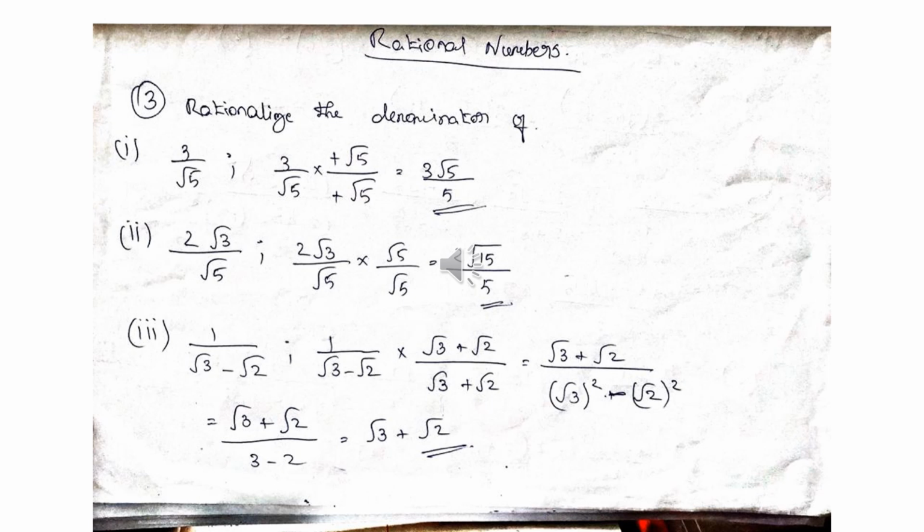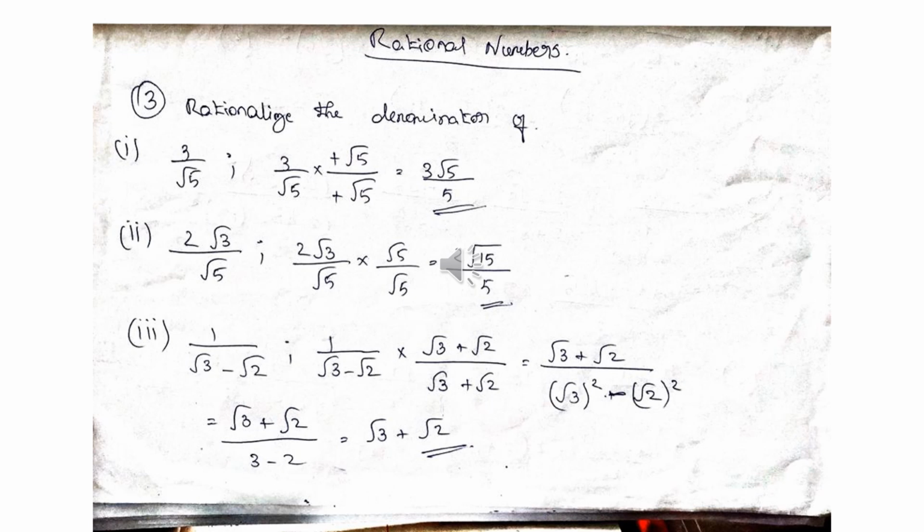So first one is 3 by root 5. Root 5 they have given in the denominator, so we need to multiply both the numerator and denominator with root 5. The answer will be 3 root 5 by root 5 into root 5. Second one, 2 root 3 by root 5. Here also same thing we have to do. We need to multiply with root 5. Then the answer will be 2 root 15 by 5.